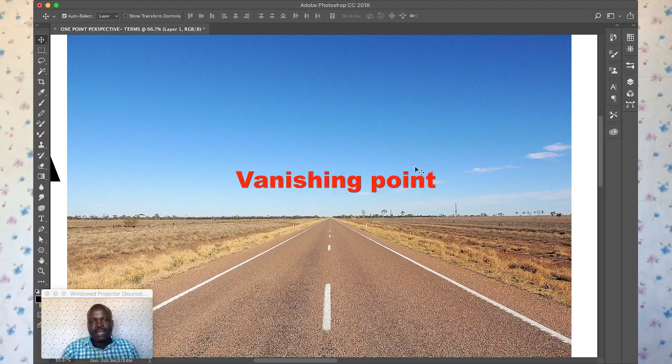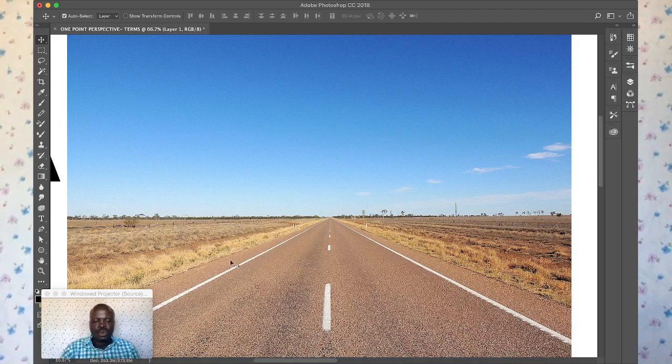The second term is the vanishing point. The vanishing point in art is where two parallel lines appear to meet in the distance. In this case, you can see two white lines representing the edges of the road, and they appear to be moving closer and closer towards each other until they appear to meet somewhere in the distance. Now, where they appear to meet is what is known as a vanishing point.